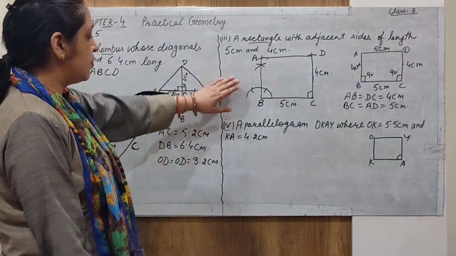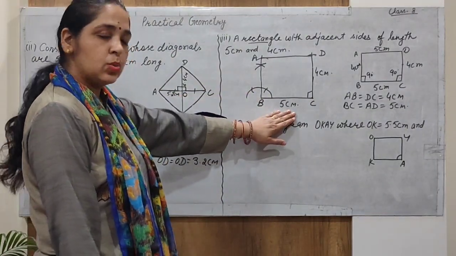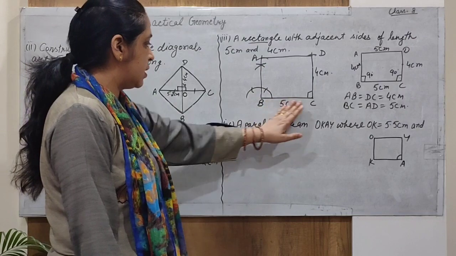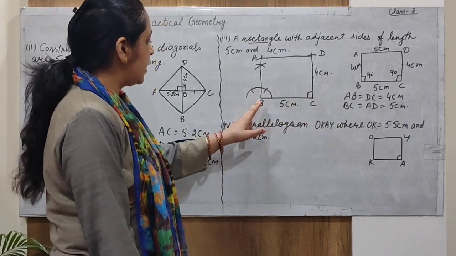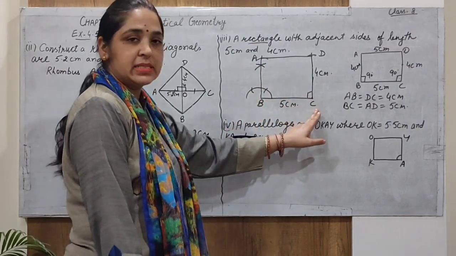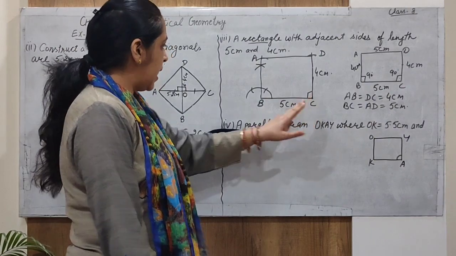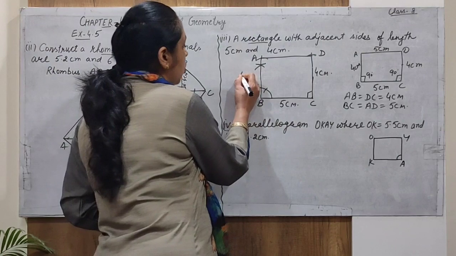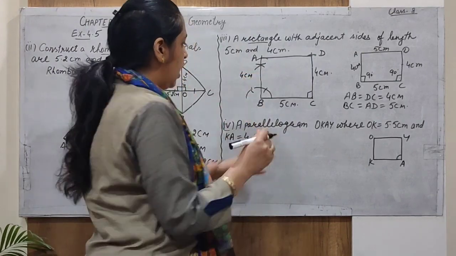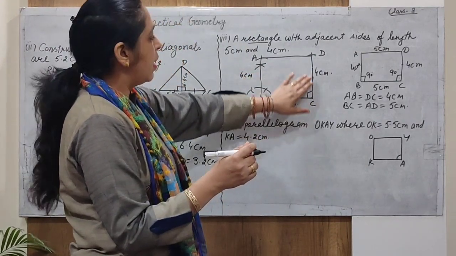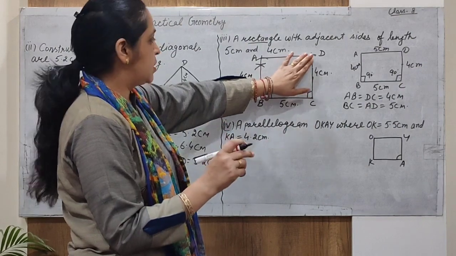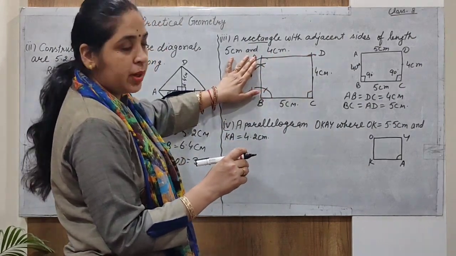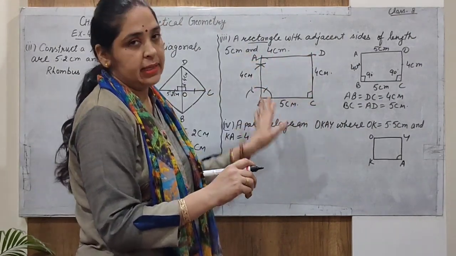So what steps we have to follow? First, select one side 5 centimeter as the base. Draw two angles, one at B and one at C of 90 degree. Next, at B, draw an arc at a distance of 4 centimeter. And from C as well, draw an arc at 4 centimeter. When we join these 2 points, we get the rectangle.